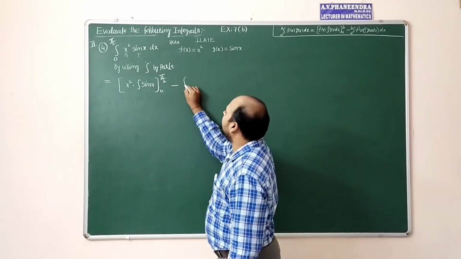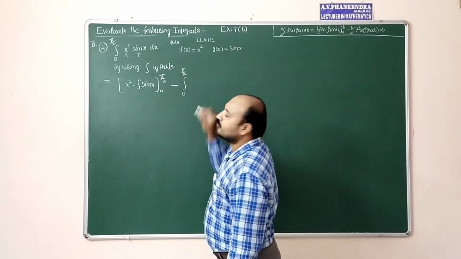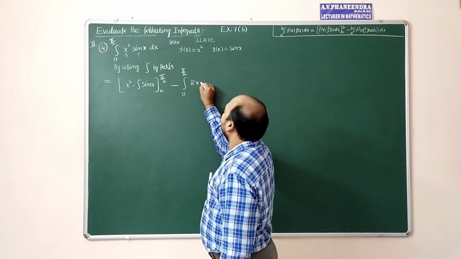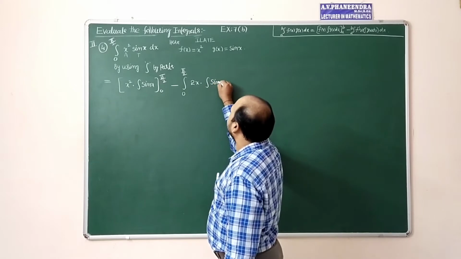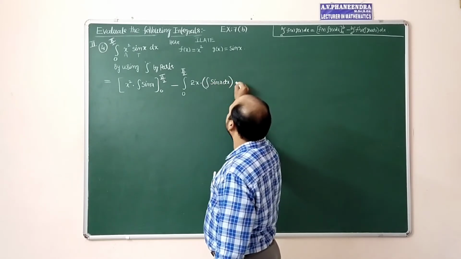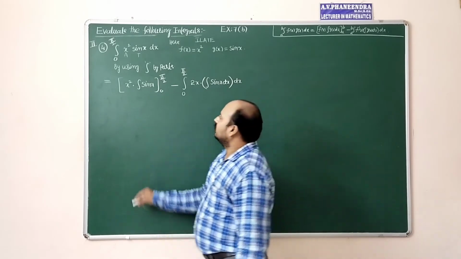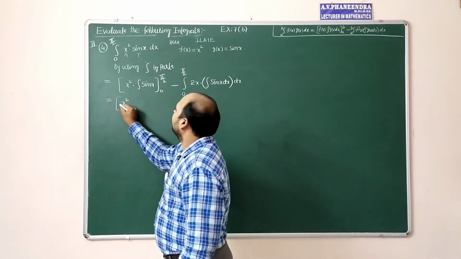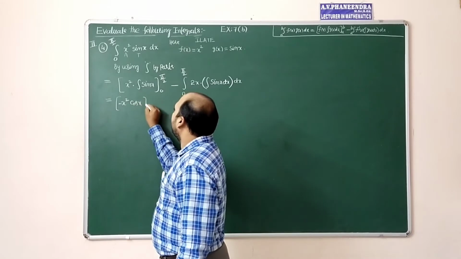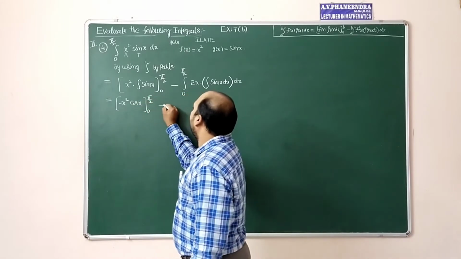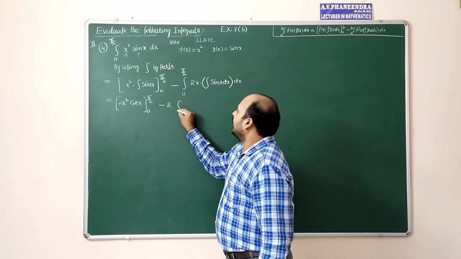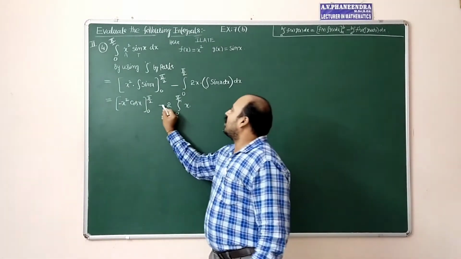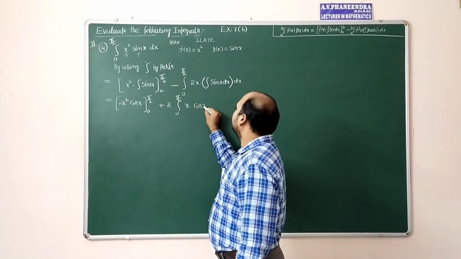So now integral 0 to pi by 2 f dash of x, x square derivative is 2x, into integral g of x, integral sin x dx whole dx, which is equal to x square, integral sin x is minus cos x, so minus cos x, applying the limit 0 to pi by 2, minus 2, constant you can take outside, integral 0 to pi by 2, x into integral sin x is minus cos x, no, here already minus is there, means plus, into cos x dx.